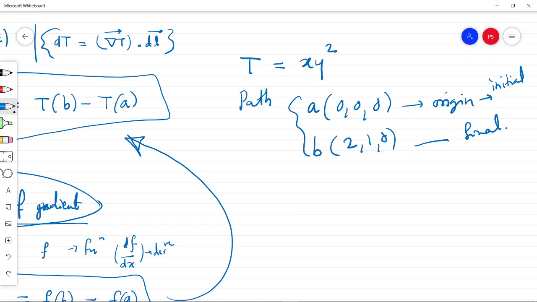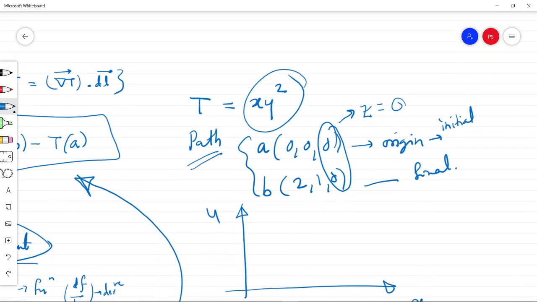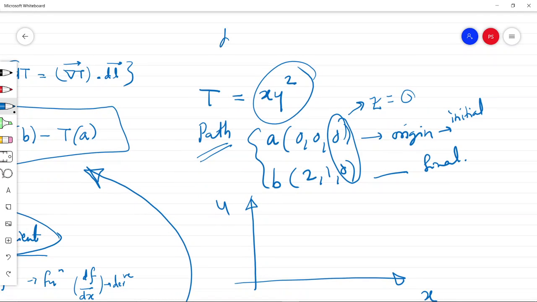So this A to B could be reached in many ways, so many paths are possible. And we note that the z coordinate for both these points is 0. So we need not involve the z derivative here. So in that case, dl can be written as just dx x cap plus dy y cap, and dz z cap is just absent in this case.